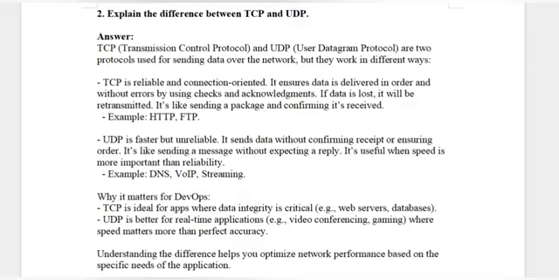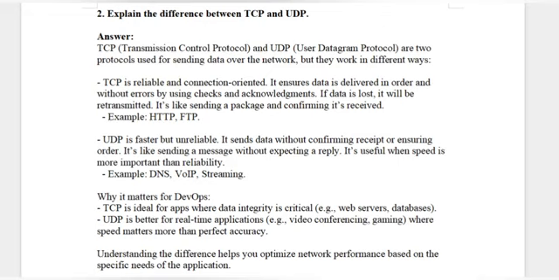TCP is reliable and connection-oriented. It ensures data is delivered in order and without errors by using checks and acknowledgements. If data is lost, it will be retransmitted. It's like sending a package and confirming it's received. For example, HTTP and FTP.